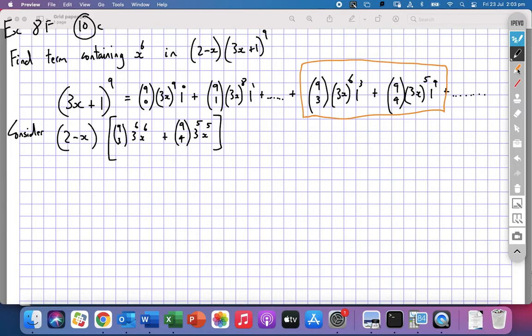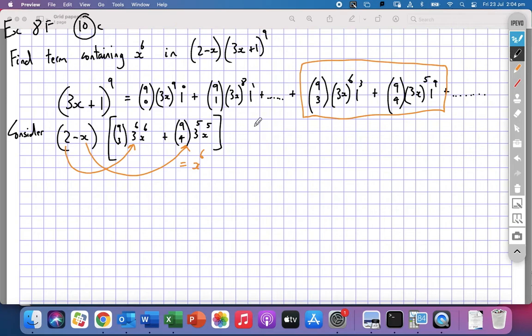Now what's going to happen is that the 2 and the x have to be multiplied by these terms. In fact, multiplied by every term, all 10 terms from the expansion. When the 2 multiplies by this one, I get an x to the 6, because I'm just trying to zero in on x to the power of 6. And when the minus x comes along and multiplies by this, that's where we will get terms that have x to the power of 6 in them.